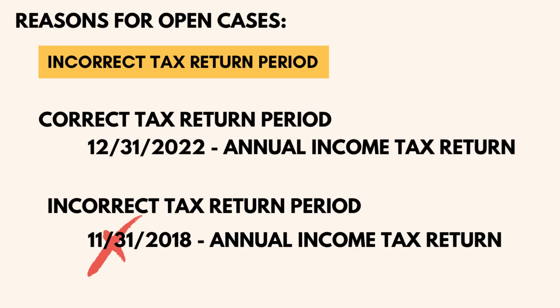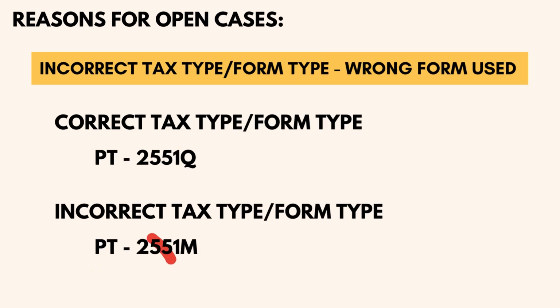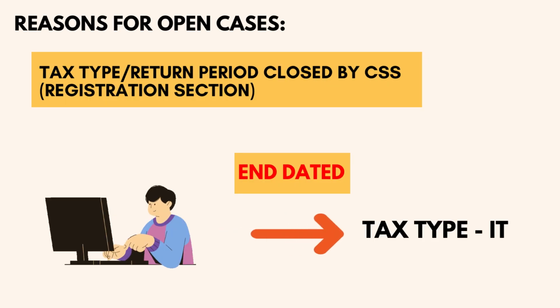Thirdly, the tax return period is incorrect. In every tax return or form there is a prescribed period. Thus, a taxpayer must be careful in filing their returns. Next, the form type used is incorrect. And lastly, the tax type or return period is closed by the client support section.